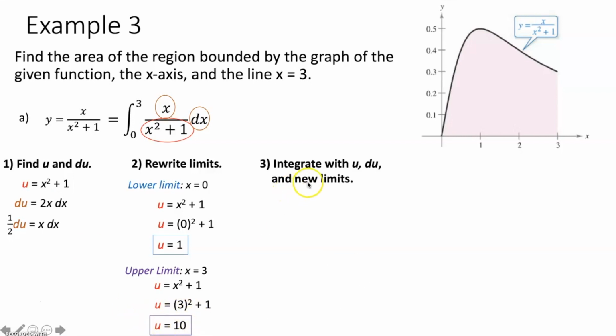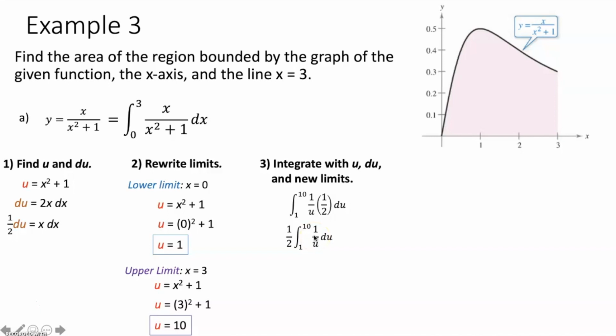Now we can rewrite our integral in terms of u and du with our new limits of integration. So it's going to be the integral from 1 to 10 of, and I'm going to plug in u for x squared plus 1, and we're going to plug in 1/2 du for the x and the dx. Now all I have to do is prepare this for integration and then integrate. So I'm going to take this 1/2, move it out front of the integral sign. I then am going to evaluate this definite integral.